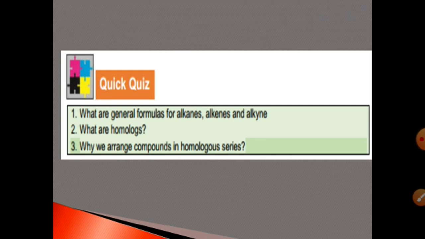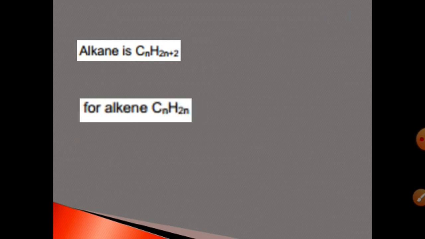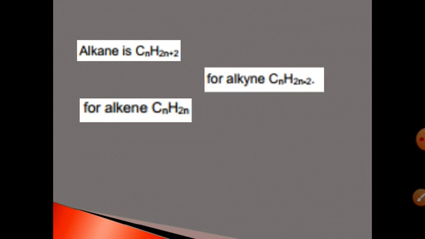What is the general formula of alkanes? The general formula of alkane is CnH2n+2. Alkene is CnH2n and alkyne is CnH2n-2. What is a homologue? The individual member in the homologous series is known as a homologue. For example, methane CH4, ethane C2H6 and propane C3H8 are homologues of the alkane series.